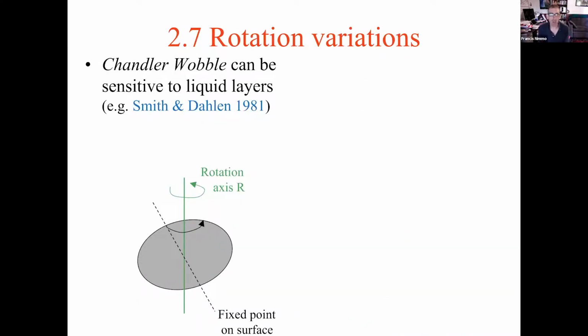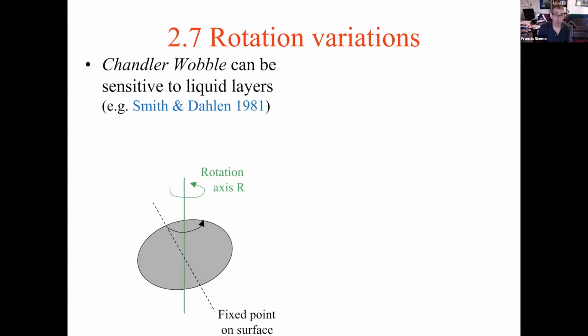Classical geodesy is often concerned with rotation variations, as Anton mentioned. And so I'm just going to talk about a couple. The first is the so-called Chandler wobble. The Chandler wobble is when the solid surface of the Earth slops backwards and forwards around the rotation axis, which is fixed. And so the surface of the Earth is actually wobbling backwards and forwards around the rotation pole. This is sensitive to the presence of liquid layers. And so in principle, it could be used as a probe of liquid layers on icy satellites.